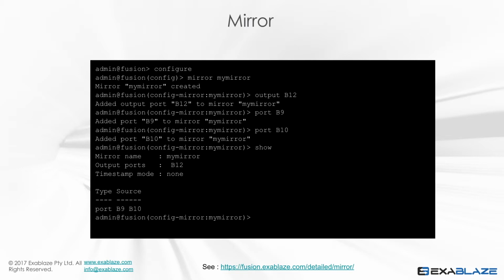To create a mirror object, we enter configure mode, and we give the mirror object a name by using the mirror command followed by the name. In this case, I've used the name myMirror. The device responds that the mirror has been created.